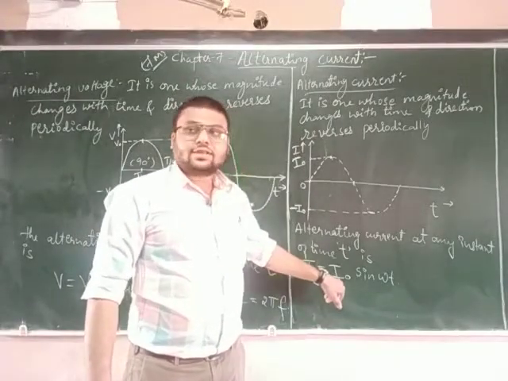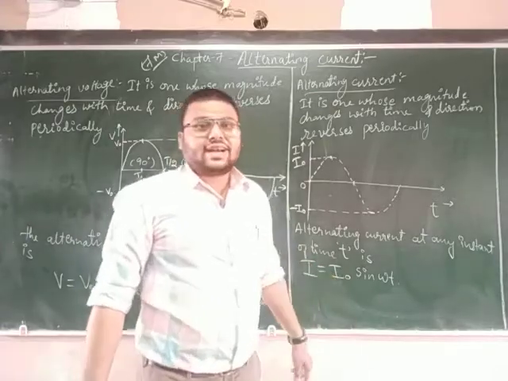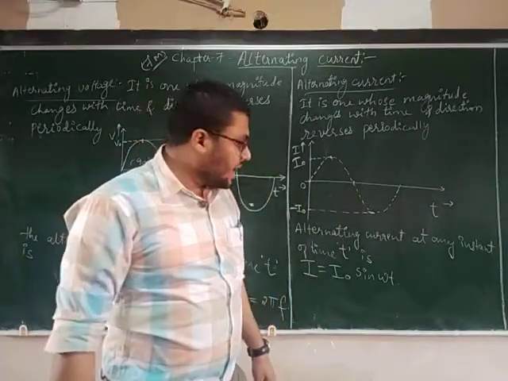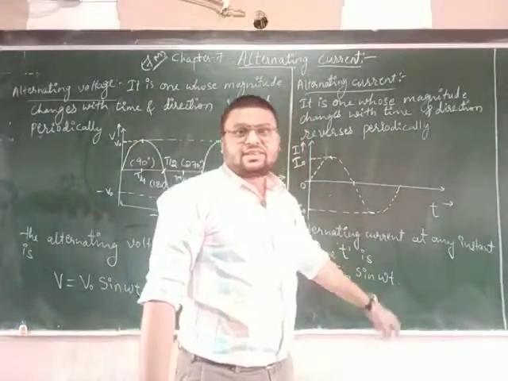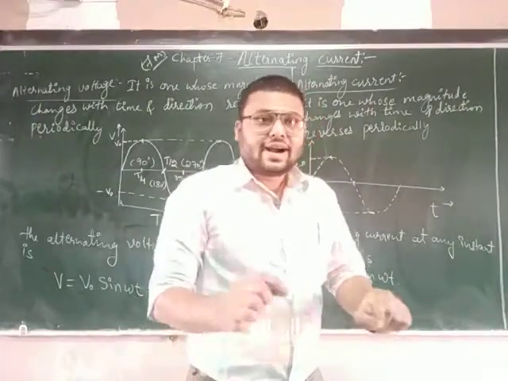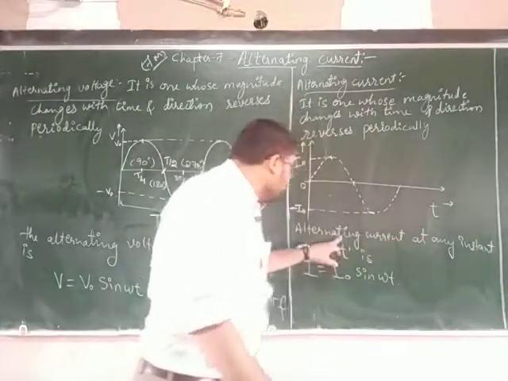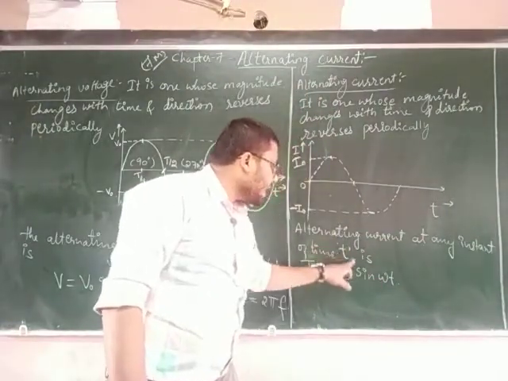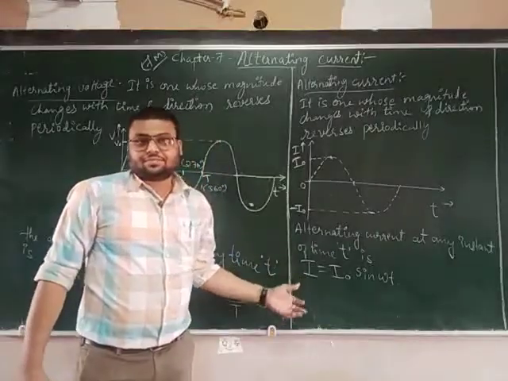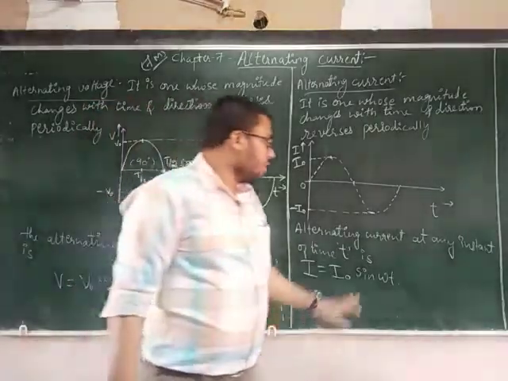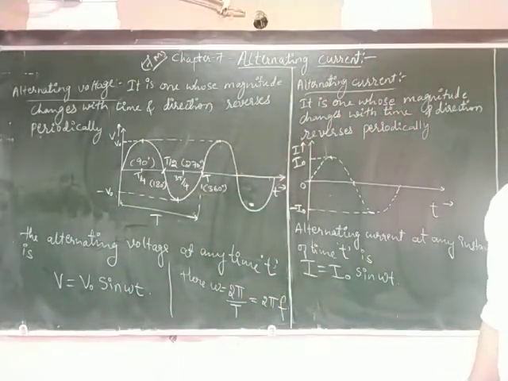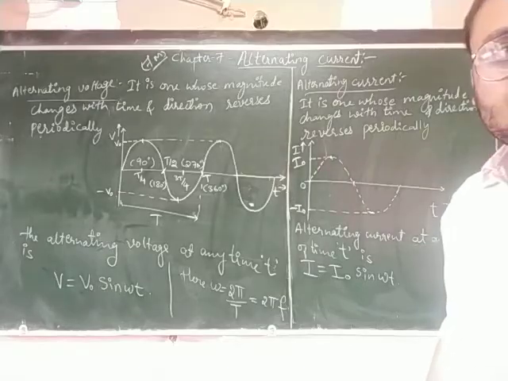And I naught is the peak value of alternating current, or else you can say it is the amplitude of alternating current. And as usual, omega means the angular frequency. Here t means the instant of time at which we are finding the alternating current. Is it clear? Okay. So these are the definitions of alternating voltage and alternating current.